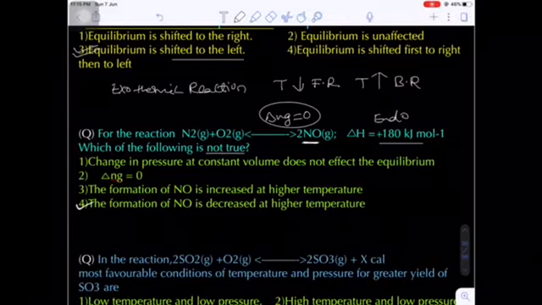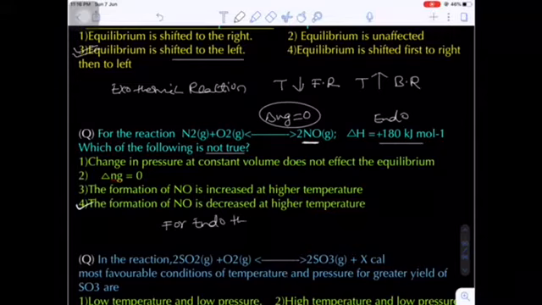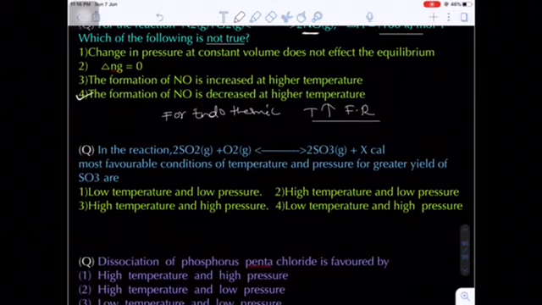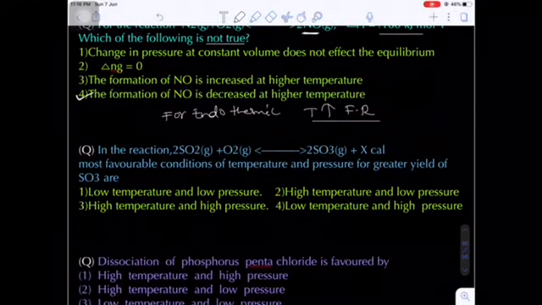Are you getting my point? Because this is what? An endothermic reaction. If we increase the temperature, the system tends to move in which direction? Forward direction. Next, 2SO2 plus O2 gives 2SO3 plus X calories. That means heat energy is released. In the sense, this is an exothermic reaction.